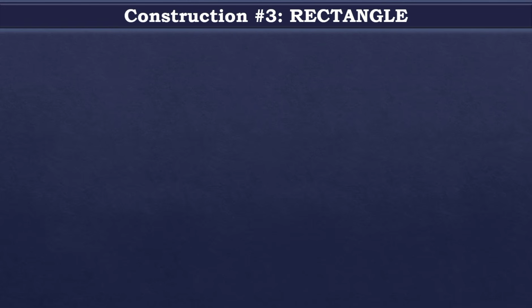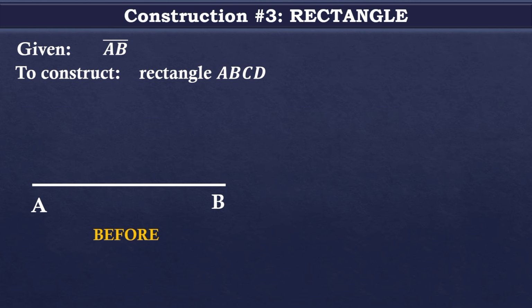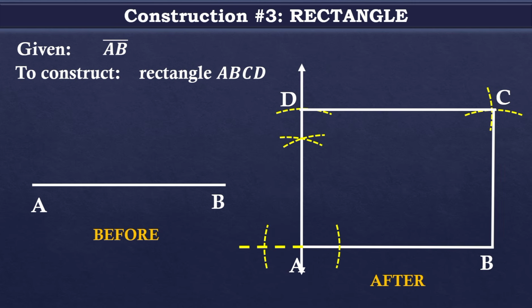For our third construction, we have the rectangle. Our given is line segment AB. We will be constructing rectangle ABCD. So, ito po siya. So, tuturuan ko po kayo kung paano siya gawin. Watch the video.